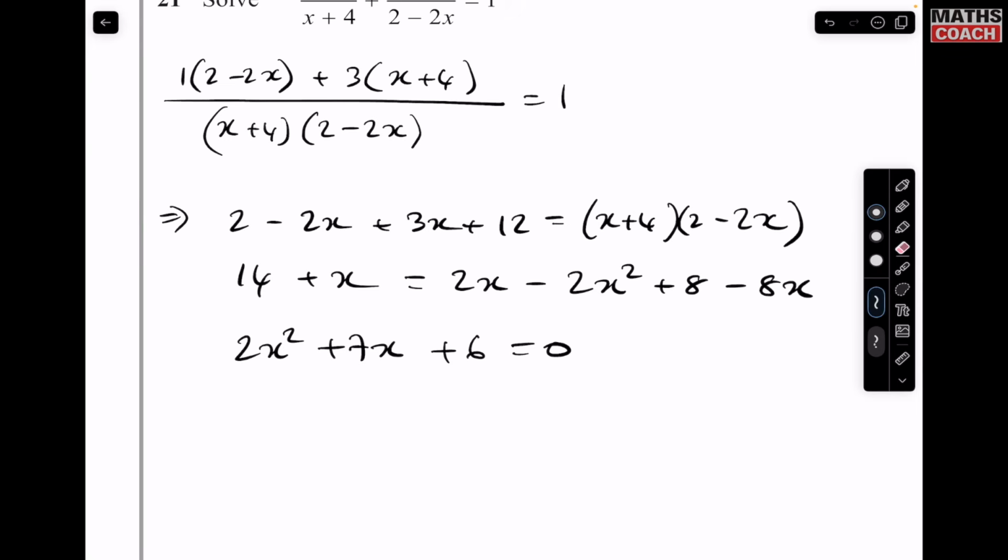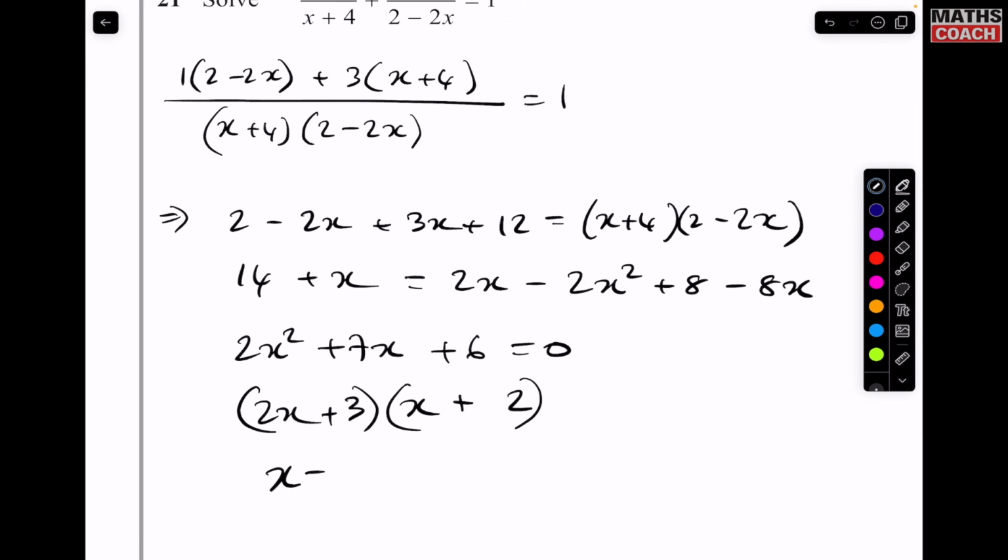And then we factorize that. So let's see if the quadratic factorizing works. So that's 2x, x, 6 we want, so we can have 2 and 3, plus and plus. There you go, it works. So x is equal to minus 3 over 2, or x is equal to minus 2. So these are our two solutions for x.